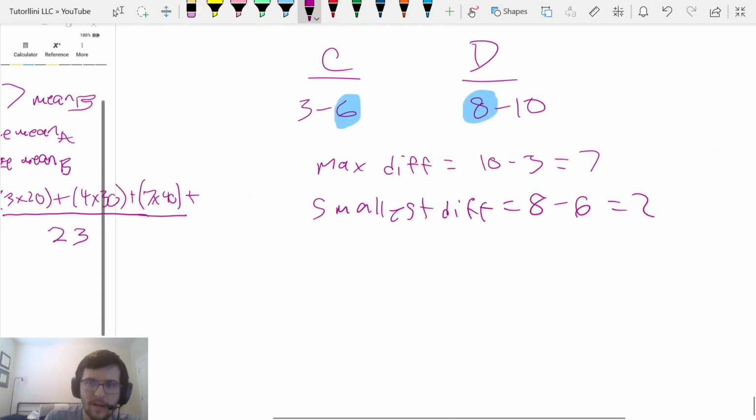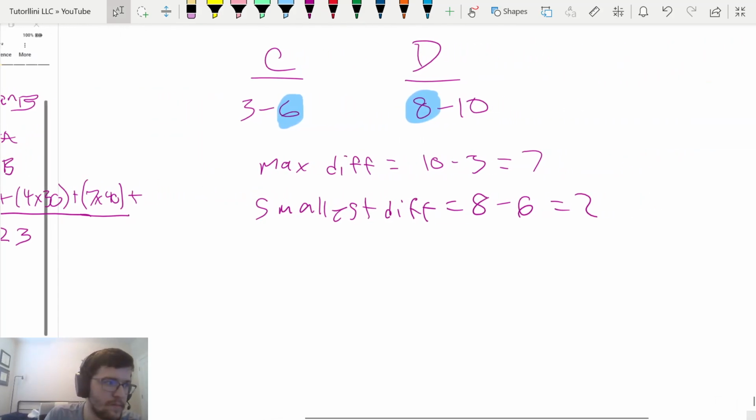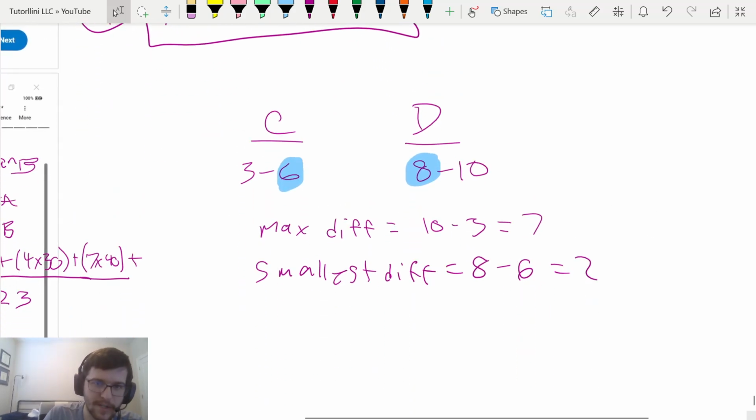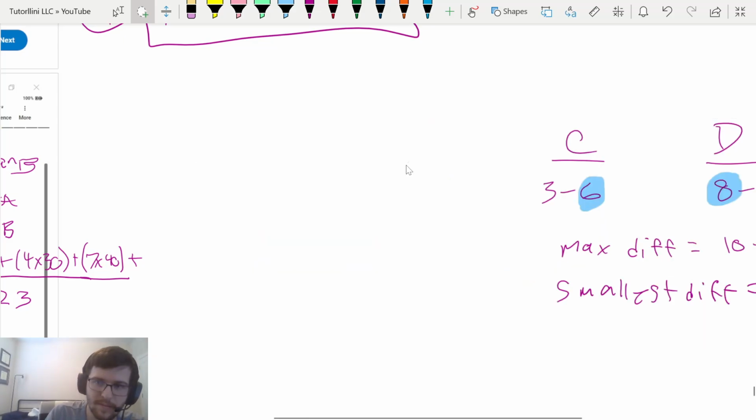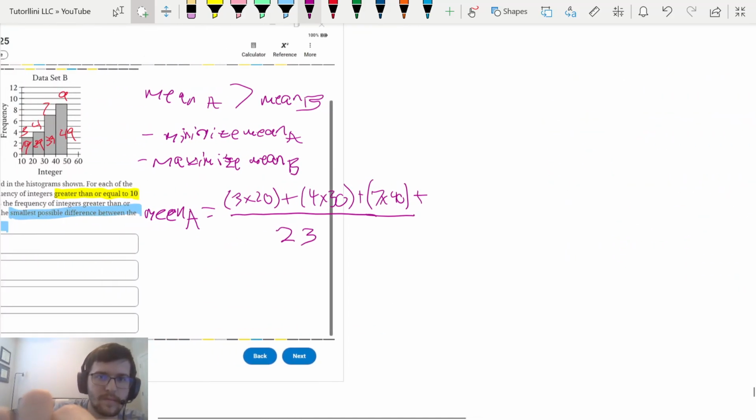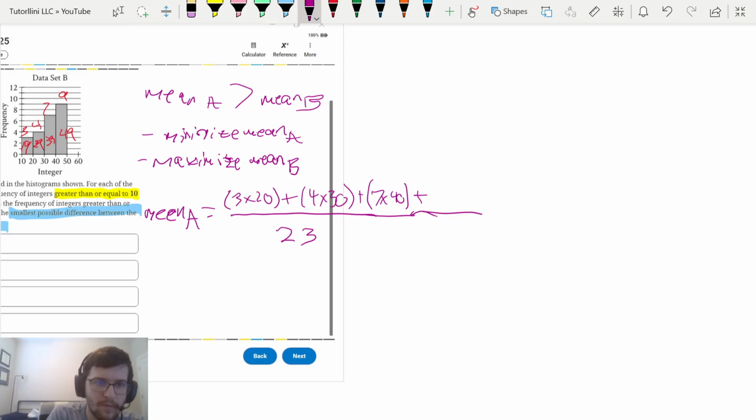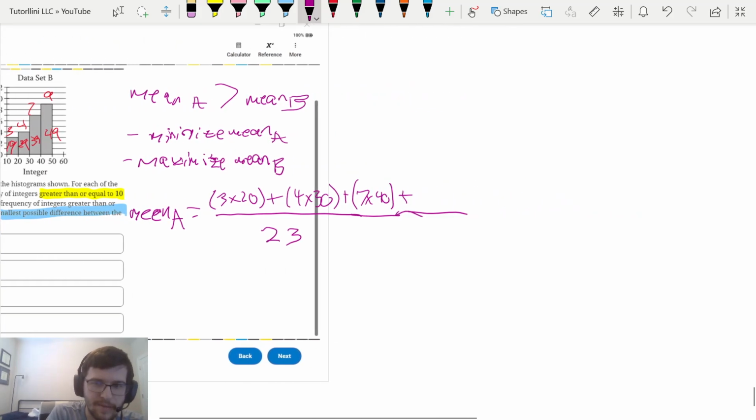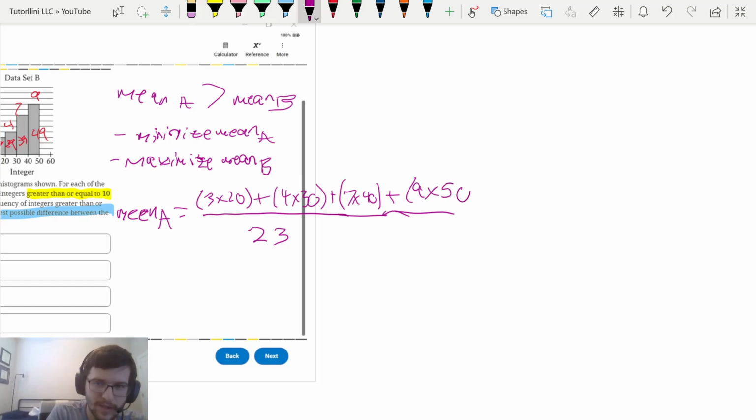Plus, and just give me 1 second, because I want to be able to show you guys this whole thing. Let me just move this over to the right so I have more space here. Plus, what is it? 7 times 40, and then 9 times 50. So if you type that all in your calculator very carefully, you should get 910 over 23.